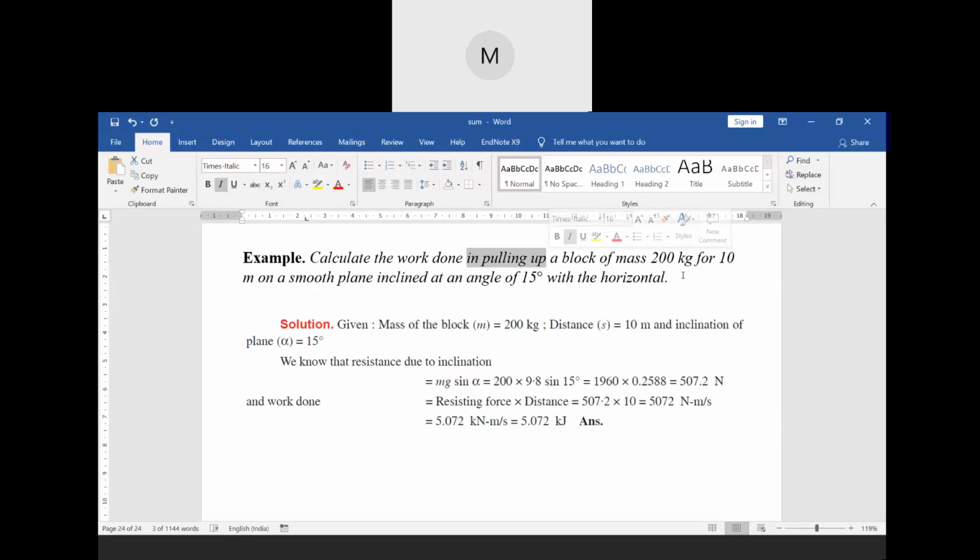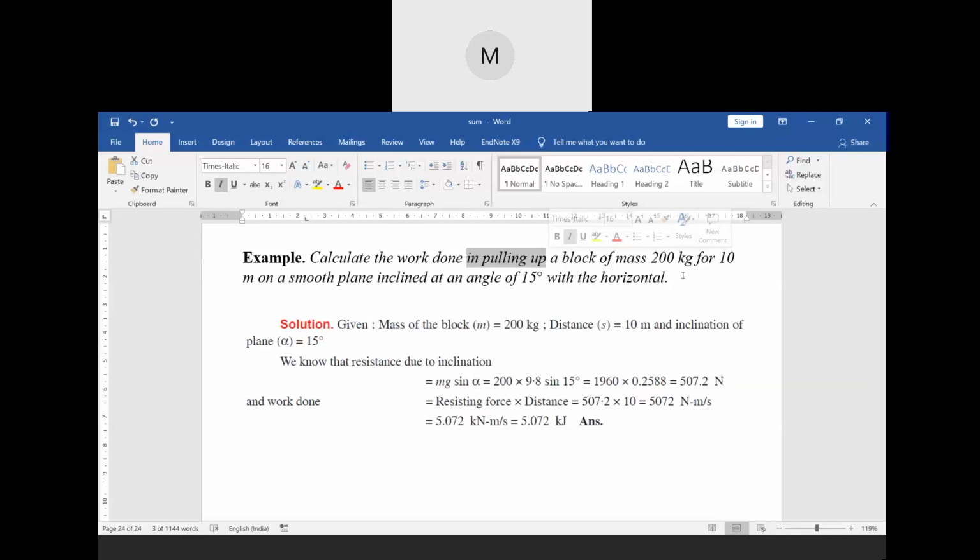Someone asked me how it is pulled up. In the question itself it is given that it is being pulled up. That is how we get the sin theta component only in that direction. If it comes down, or if it is pulled up, whatever may be.